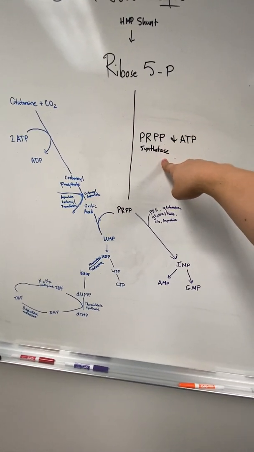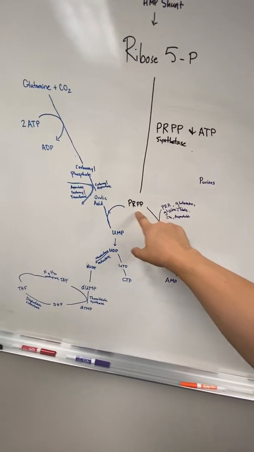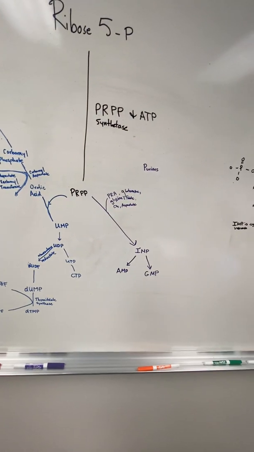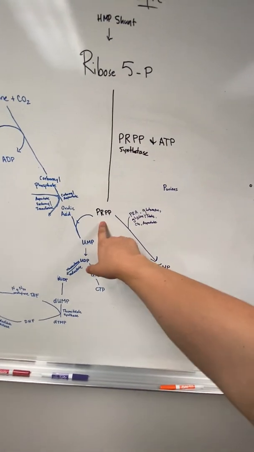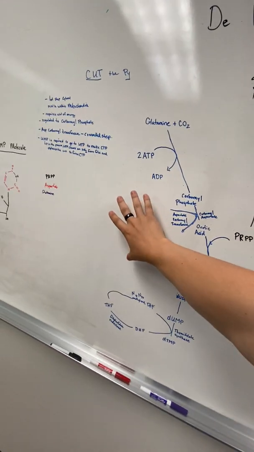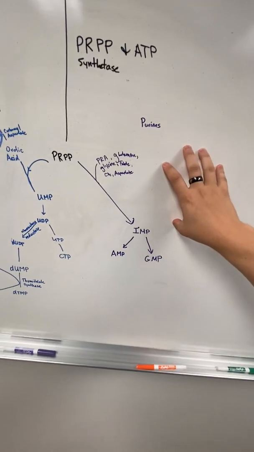So PRPP synthetase and ATP create PRPP, which is what we need to know. The synthetase is what we don't need to know. And then it can either go to pyrimidines or to purines. We're going to talk about purines first.